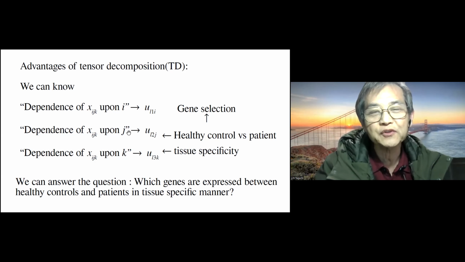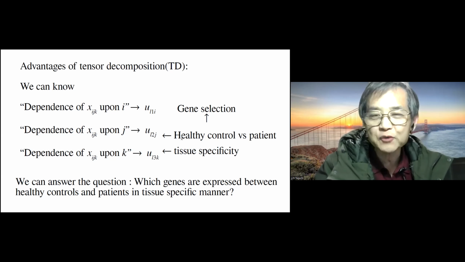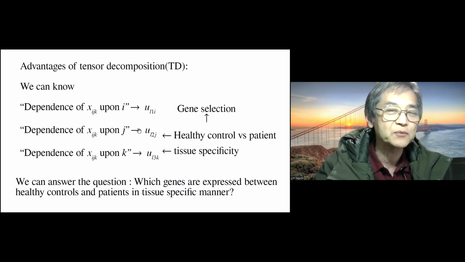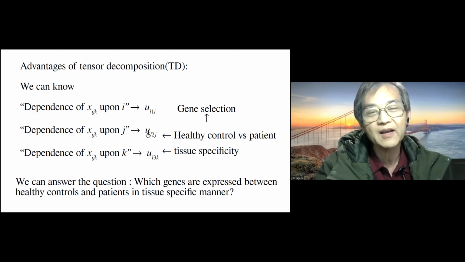And if we would like to know whether the gene's expression is distinct between healthy control and patient, you can check this, and this is the attribute of the person. And if this vector is expressed only for healthy control, this means this expresses some genes. It is not expressed in patients.